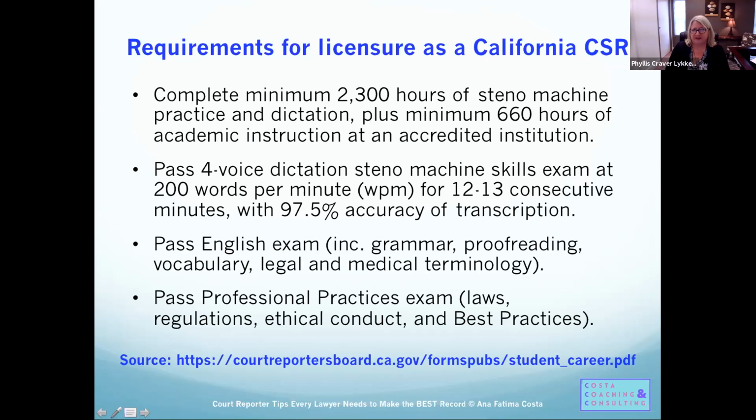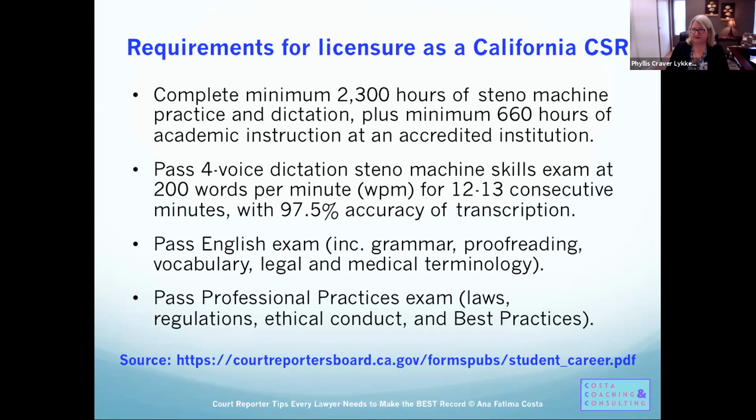And at least in Washington, there is a bachelor's program for court reporting as well. So at minimum, to become a California certified shorthand reporter, you have to complete a minimum of 2,300 hours of steno machine practice and dictation, plus 660 hours of academic instruction. Pass a 4-voice dictation steno machine skills test at 200 words per minute for 12 to 13 minutes with 97.5% accuracy.